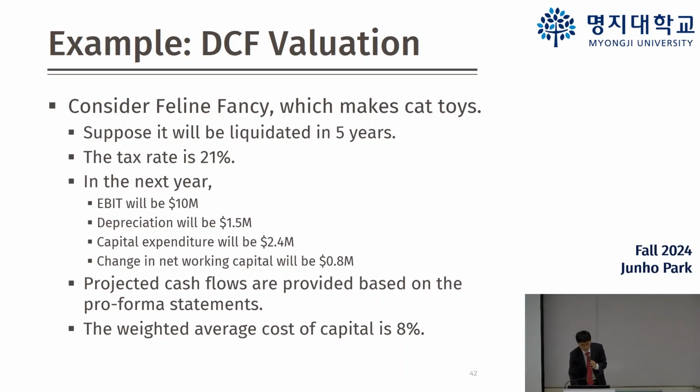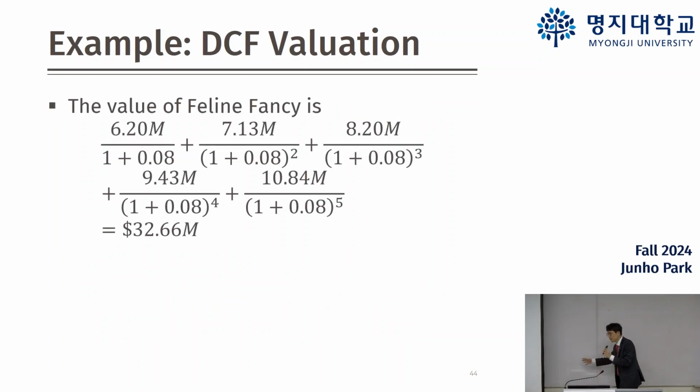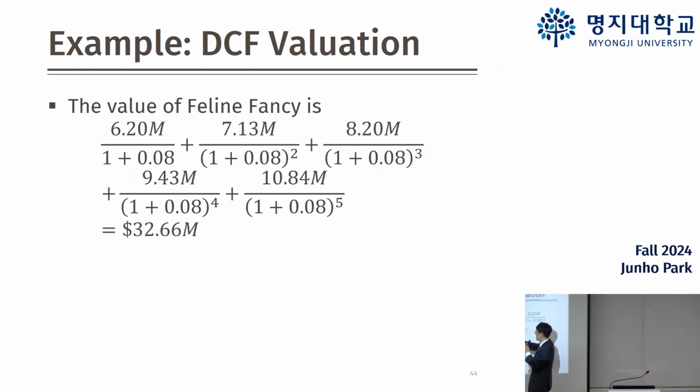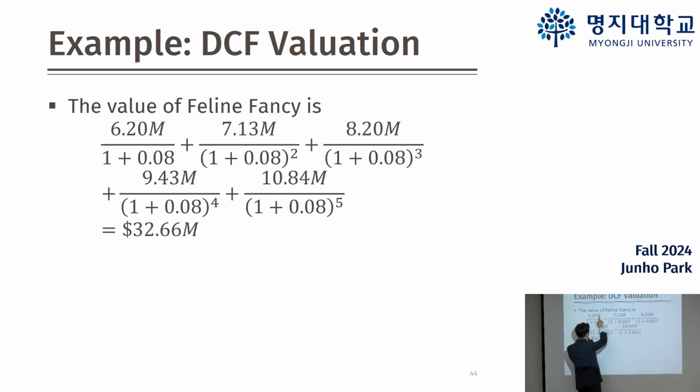And now we can calculate the aggregated value of these free cash flows. And this will be 6.2, 7.1, 8.2, 9.4, and 10.8, but divided by the relevant discount factors. So this is the first free cash flow. It occurs after 1 year, so we have 1 plus 0.08, and this 8 comes from the fact that the weighted average cost of capital is 8%.